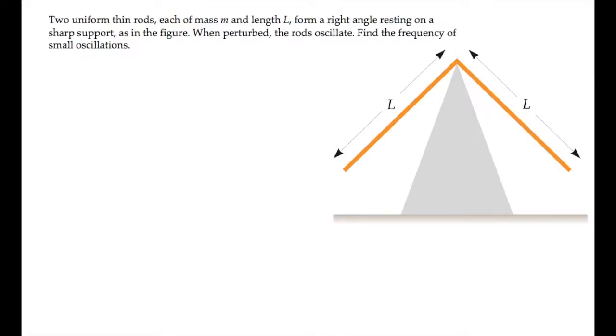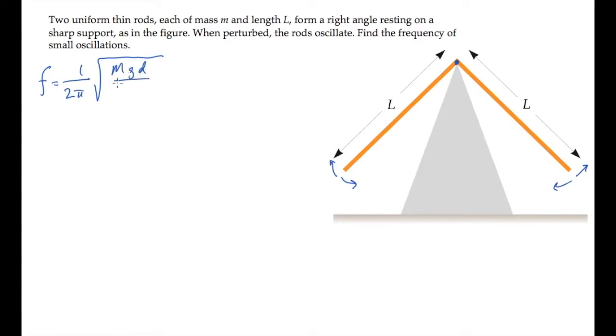The system of two rods in this figure is in equilibrium, so when perturbed, it will oscillate around this pivot, moving back and forth as a physical pendulum. That means the frequency of small oscillations will be 1 over 2 pi times the square root of mgd over the moment of inertia I.